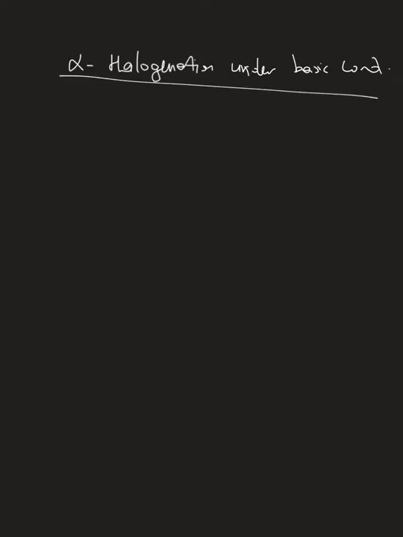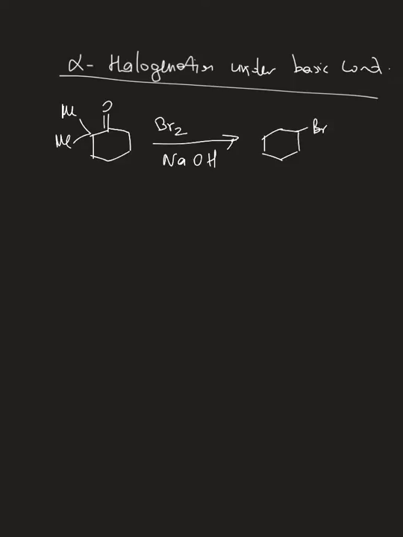So if we use a similar example to the cyclohexanone case, in this case I'm going to use this dimethyl cyclohexanone. So if we treat it with the same Br2 and sodium hydroxide, initially you form this alpha bromo cyclohexanone.